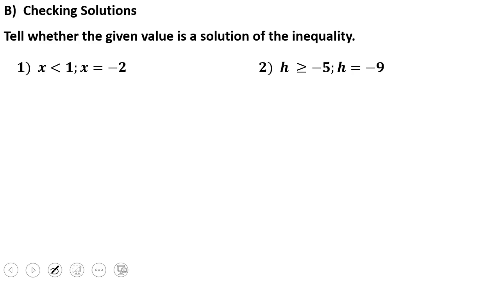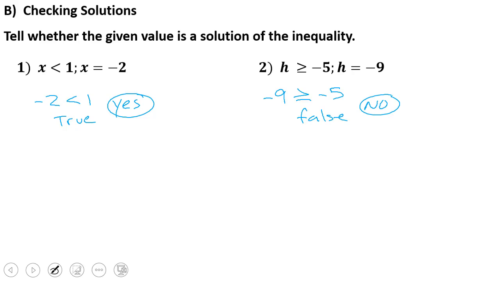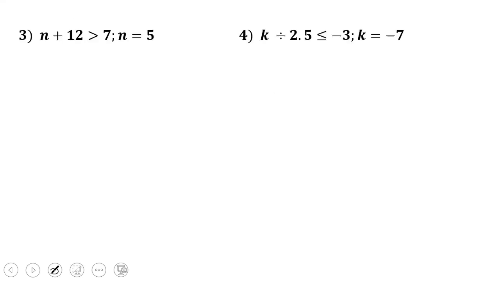It says x is less than 1. Is x equal to negative 2 a solution to that inequality? So if you plug it in, negative 2 less than 1. Is that true? That is true. So yes. Number 2, h is greater than or equal to negative 5 when h is equal to negative 9. So if I put in a negative 9, is that greater than or equal to negative 5? That's right, false. So this is no. Negative 9 is not in the solution set for that inequality.